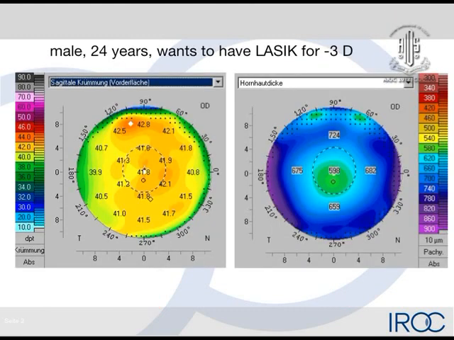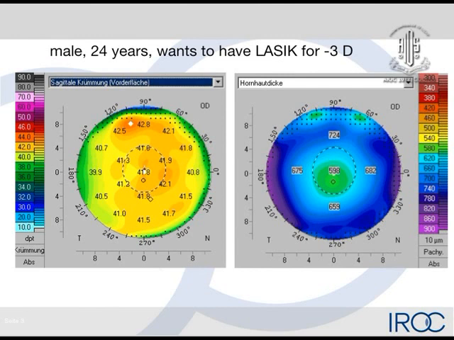So now, let me share this patient with you. This is a 24-year-old male, wants to have LASIK for -3 diopters, and if you look at the axial distribution, it doesn't look bad at all. It's not really suspicious, but if you look at the thickness chart, may I draw your attention to the thinnest point, and then the difference between up and down, so superior and inferior, is more than 50 microns. This is something where you shouldn't do a LASIK, being honest.